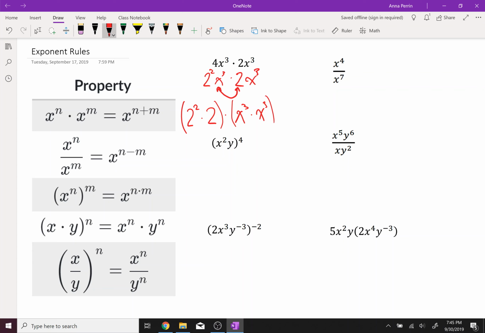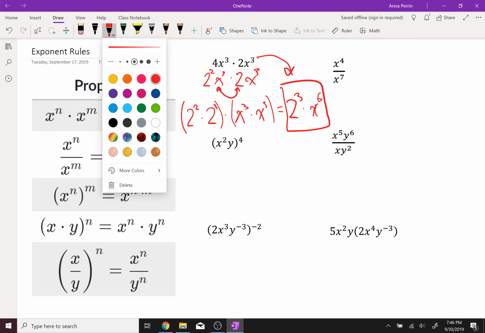Now, using my product rule, what this is saying is that when I have 2 things with the same base, I can multiply them by adding their exponents. So that's what I'm going to do. 2 squared times 2 is the same as 2 squared times 2 to the first power. So I'm going to keep that base and add the exponents. Same thing with the x's. Both of these have the same base, so I'm going to keep that base and add the exponents. 3 plus 3 is 6. So this expression is best written as 2 to the third times x to the 6th power.